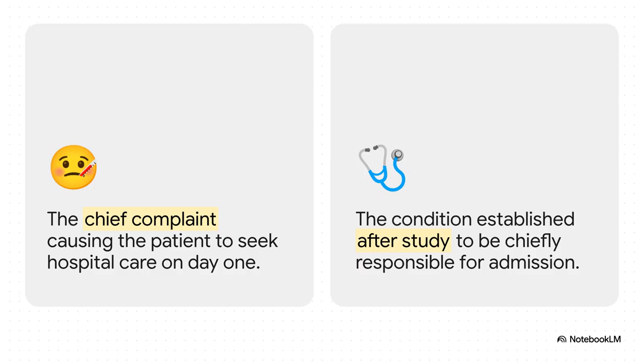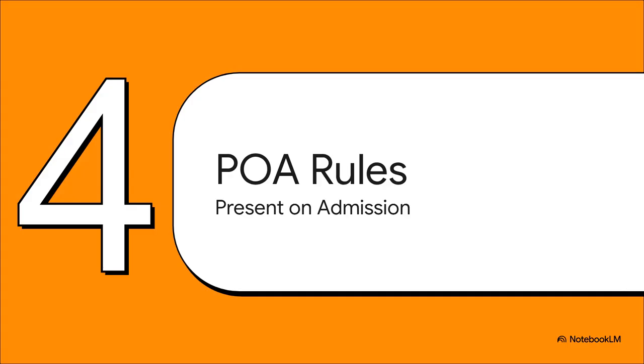If your coder just uses the initial symptom of chest pain instead of the established diagnosis of a heart attack, the entire DRG is wrong, the case goes into the wrong category, and the hospital is severely underpaid. All right, Section 4, present on admission rules.